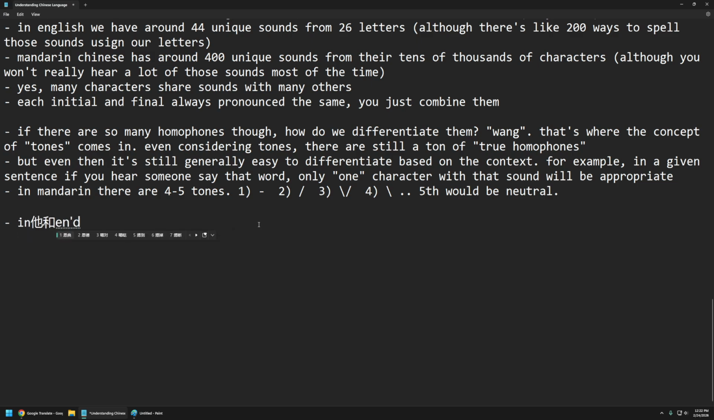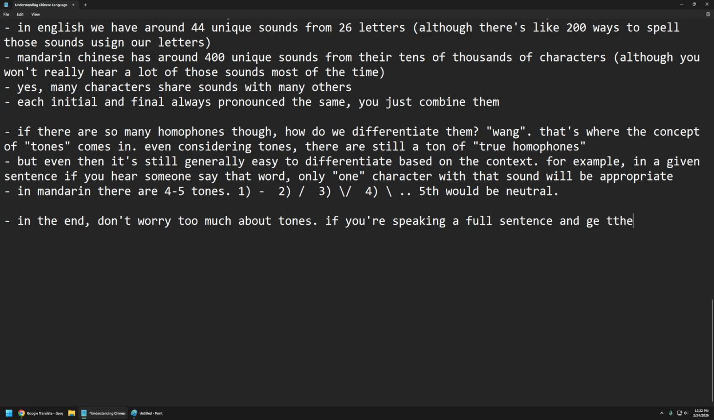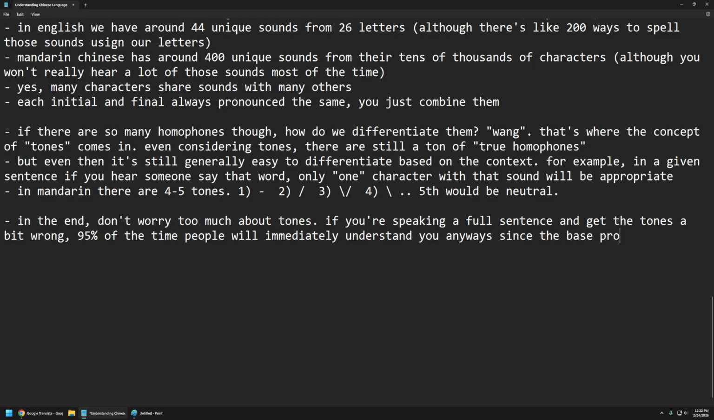In the end, don't worry too much about tones. If you're speaking a full sentence and get the tones a bit wrong, 95% of the time, people will immediately understand you anyways, since the base pronunciation is still right.